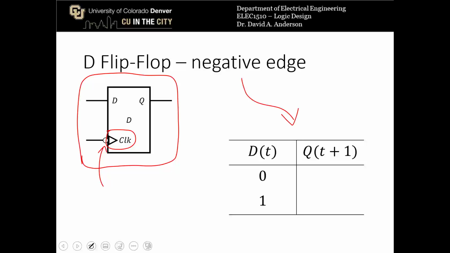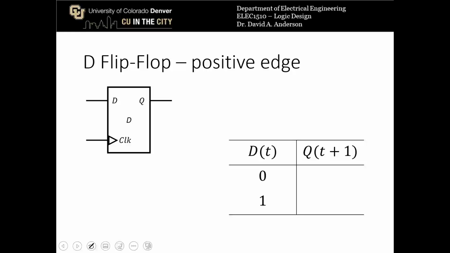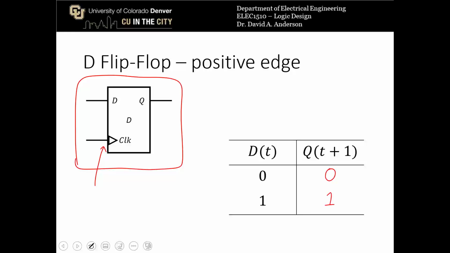The characteristic table for the negative edge triggered D flip-flop is that Q of t plus 1, meaning Q of the next time instance, is equal to the data point of the previous instance, D of t. The time instance is said to change at every negative edge. A positive edge triggered flip-flop has the exact same behavior, it just changes on a rising edge rather than a falling edge, and it's missing the circle at the clock input to the symbol. So Q of t plus 1 is still equal to D of t, meaning that the Q output stores the previous data that was entered into the flip-flop.